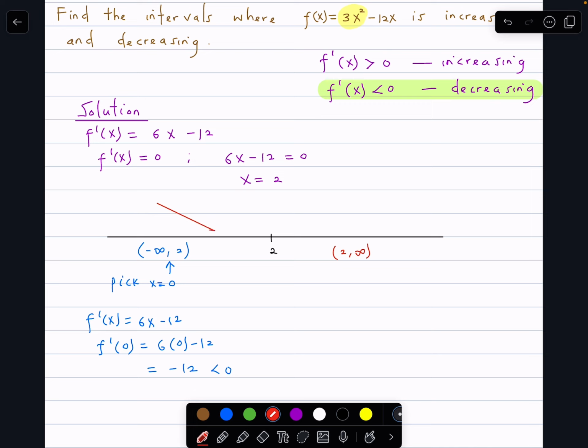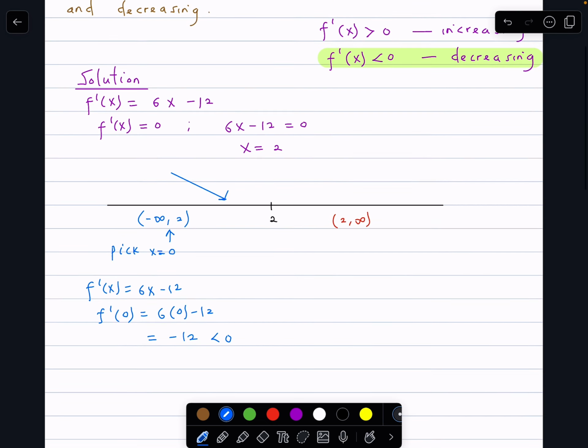Drawing an arrow, let me use a blue color, is decreasing. Okay, so now it's decreasing. It's falling from left to right. Okay, so now let's do the right, towards the right of 2. So I'm going to pick a number in that interval between 2 and infinity. So I'm going to pick a number in this interval. So I'm going to pick x equals 3.